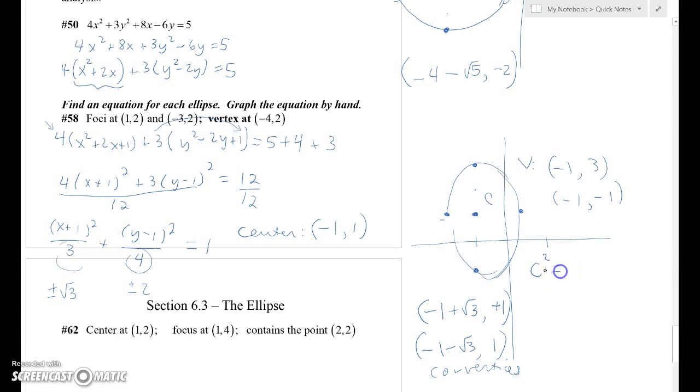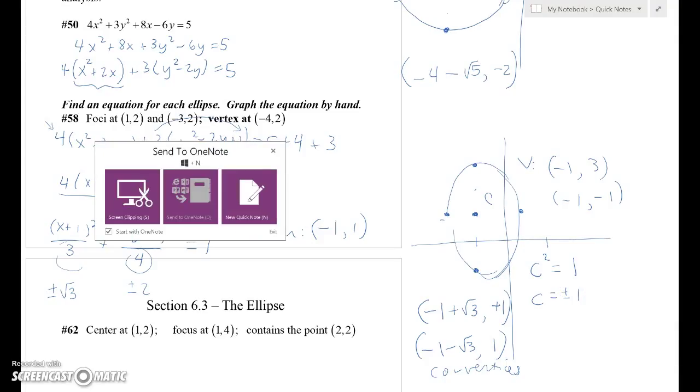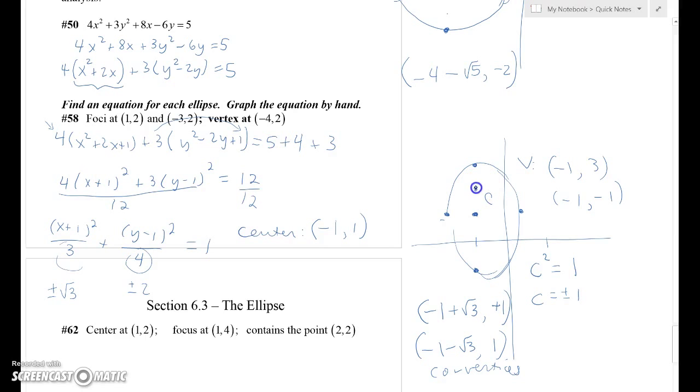Then I know c squared is always the difference of the denominators. So that's 1, the difference of the denominators, and c is plus or minus 1. So that means the distance from the center to the focus is 1. So here's a focus point, and here's a focus point. So our focus points are going to be negative 1, 2, and negative 1, 0. And those are going to be our focus points. So the equation of the ellipse was this part right here, and then we had to graph the ellipse.